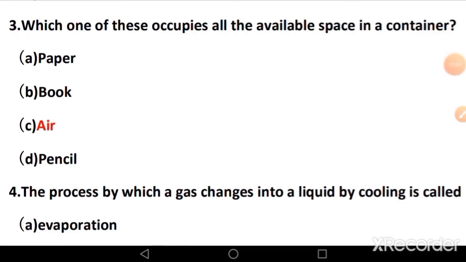Third MCQ, which one of these occupies all the available space in a container? As in gases, the particles are very loosely packed, they do not have fixed shape, and unlike liquid, they occupy all the available space in a container. So here option C, air, is the answer, because options A, B and D, paper, book and pencil, are examples of solids.